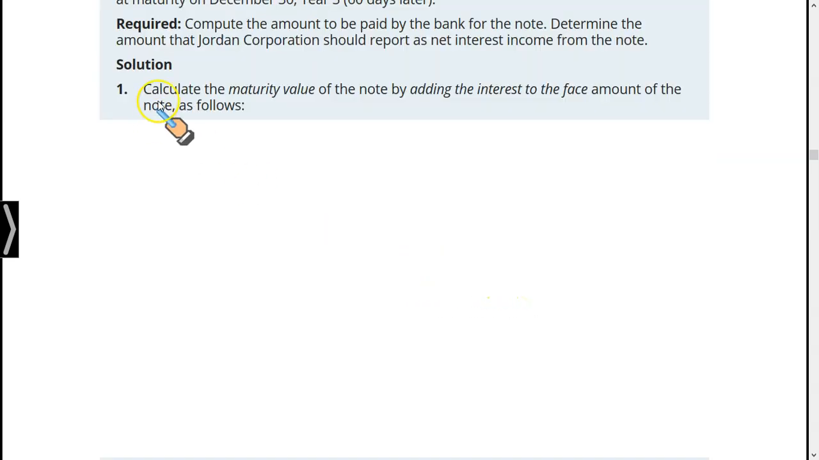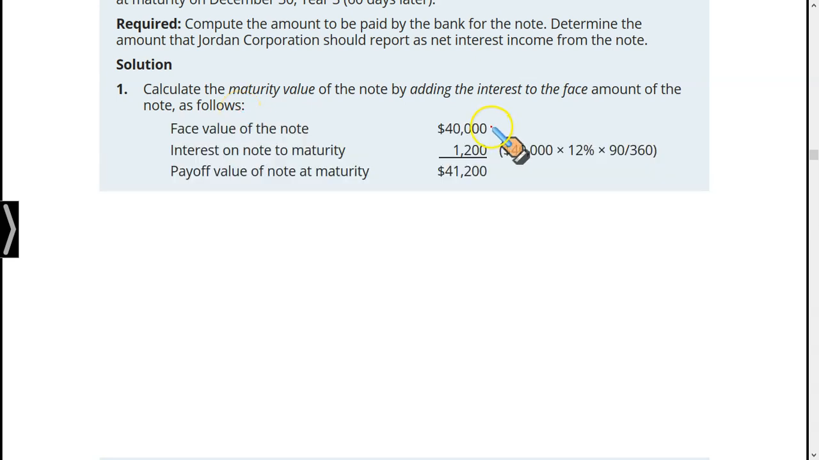There are certain steps involved. First, we are going to calculate the maturity value of the note by adding the interest to the face amount of the note. Let me show you how it works. Now this is the face value of the note, and it bears an interest of 12%. So 12% interest on 40,000 for 90 days, because it's a 90-day note. This 1,200 added gives you the total payoff value of the note to be 41,200. So this is the first step. That's the maturity value: face value plus the interest for 90 days, 41,200.